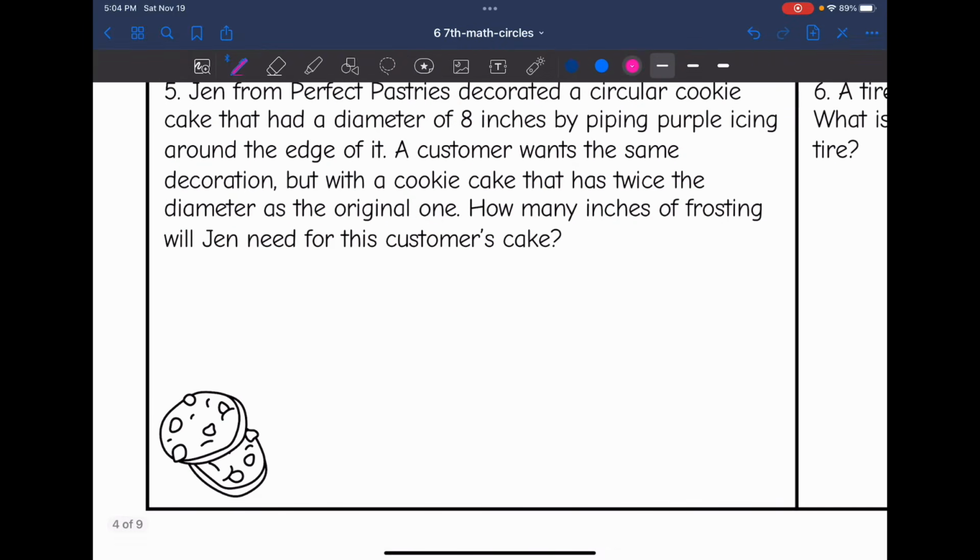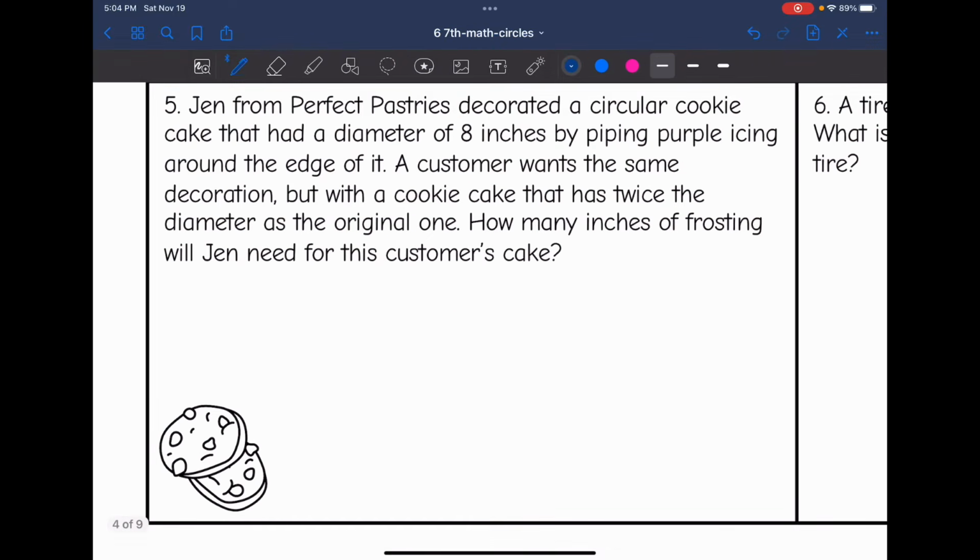Okay, let's look at number 5. Jen from Perfect Pastries decorated a circular cookie cake that had a diameter of 8 inches by piping purple icing around the edge of it. A customer wants the same decoration, but with a cookie cake that has twice the diameter as the original one. How many inches of frosting will Jen need for this customer's cake?